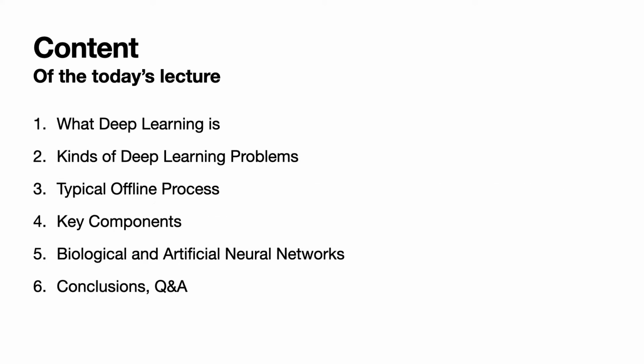Let me present the content of today's lecture. We will start with the story of what Deep Learning is and what it isn't. Next, we will review kinds of Deep Learning. Next, we will talk about the typical process of Deep Learning. And then we will talk about key components. We will end our journey with a story about how artificial neural networks appeared and what was the inspiration for that.